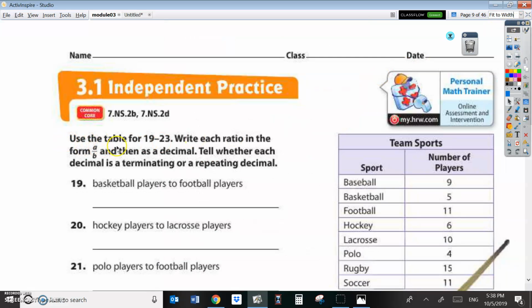Okay, use the table for 19 through 23. Write each ratio in the form A over B and then as a decimal. Tell whether each decimal is a terminating or a repeating decimal.